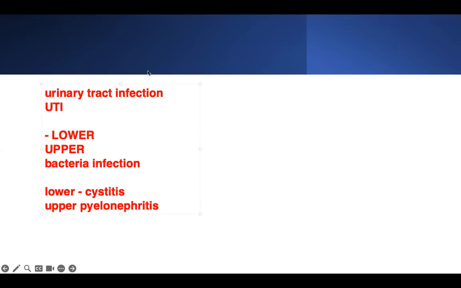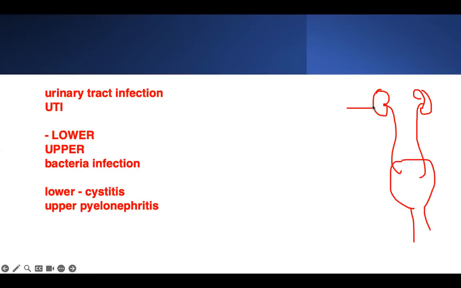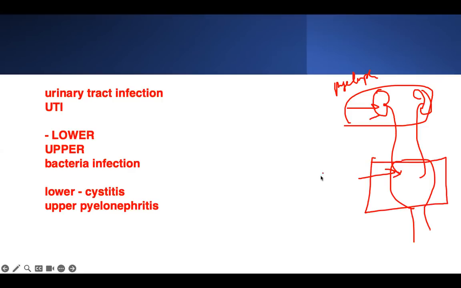This is your urinary system anatomy. The kidney is two bean-shaped structures here. It's connected to the bladder by the ureter. When you have infection involving the kidney itself, this area, this is what we call pyelo. It's a bacterial infection, that is the pyelo. When just the bladder is infected, which is the lower portion of the urinary tract, we call it cystitis. The cyst is the bladder, an infection of the bladder.